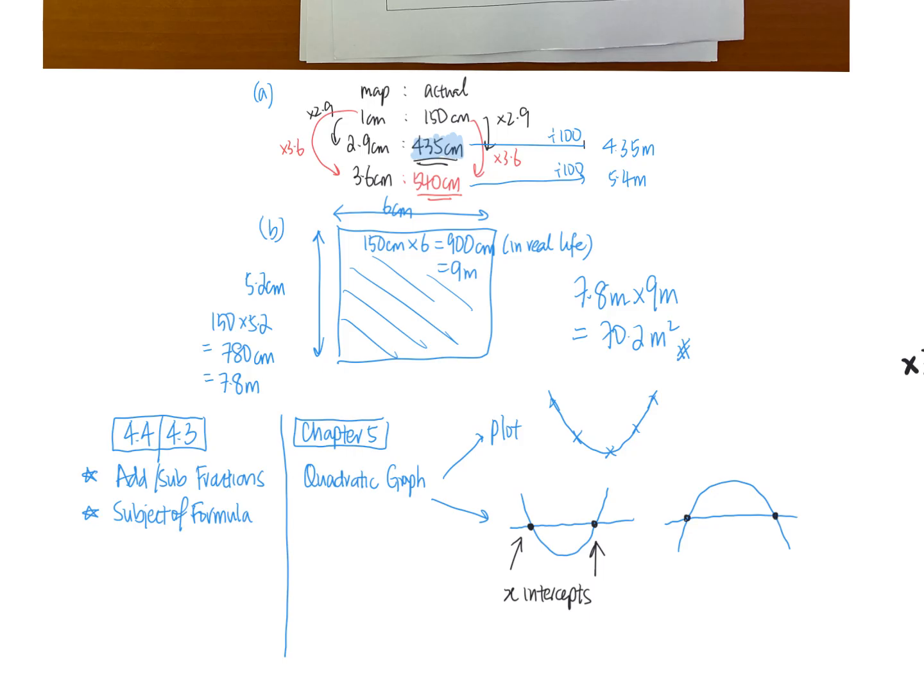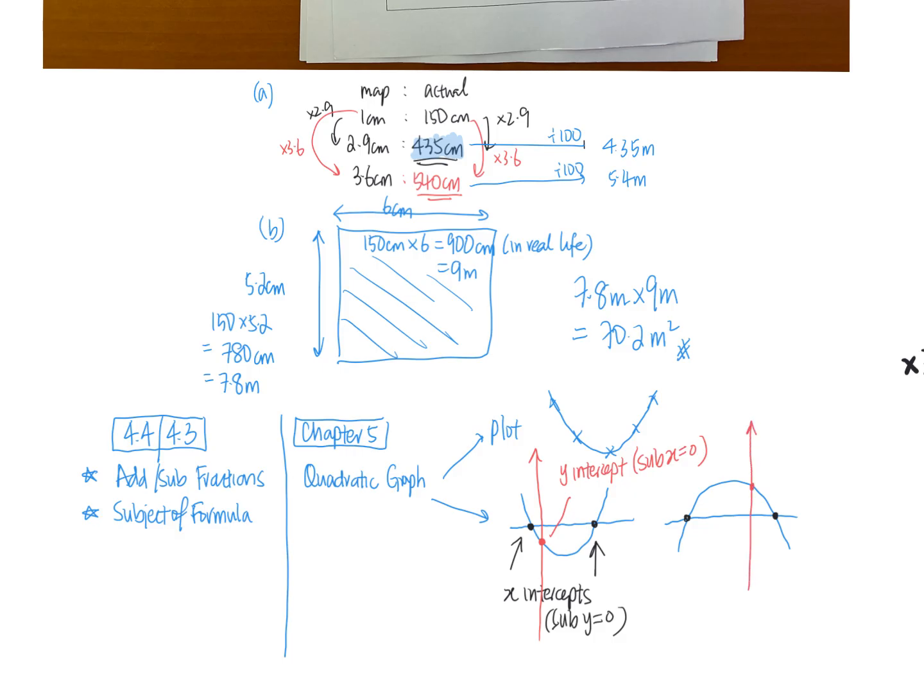So if the vertical axis is here, right? This point here is your y-intercept. So how to find y-intercept? You will sub x as 0. How to find x-intercept? You will sub y as 0. Then you solve. So it's the same for both.